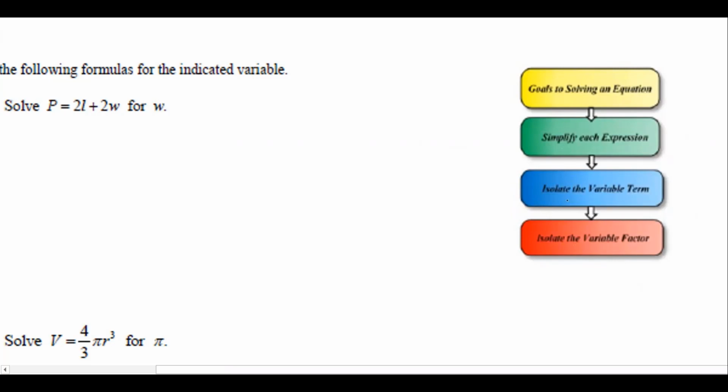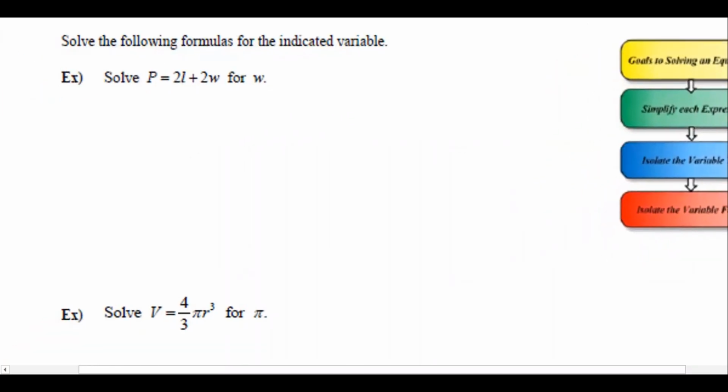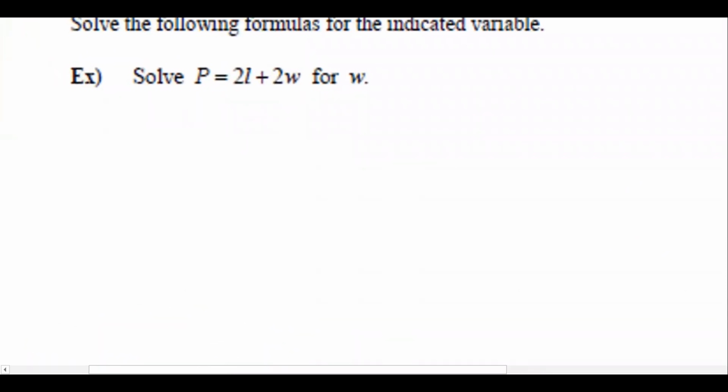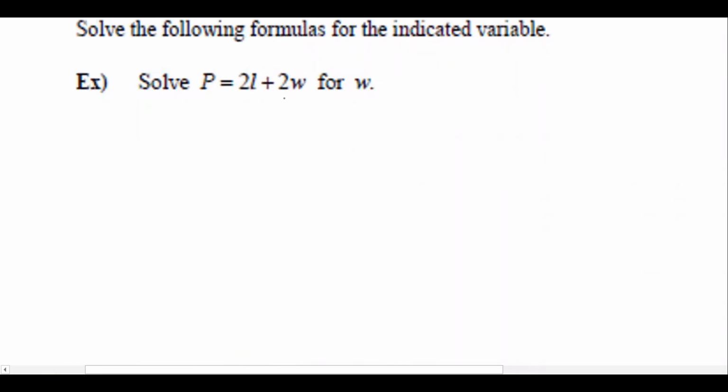So we're attaching terms and factors on both sides. But just remember, this is goal-oriented. And I'll just make this a little bigger. So let's solve P equals 2L plus 2W for W. So again, since we're solving for W, basically our goal is to get W by itself on one side.